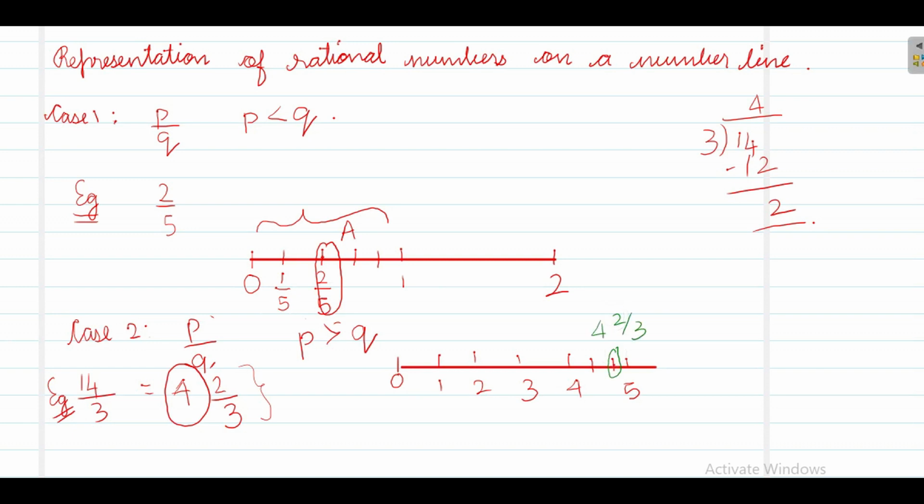So this is nothing but your 4 2 by 3, or in other words, that is nothing but your 14 by 3. So this is how you will have to represent an improper fraction. So case 1 is proper fraction and case 2 is improper fraction. So in other words, when you have a rational number which is of the form of a proper fraction, then you will use case 1, and if it is going to represent a number which is similar to an improper fraction, then you will have to use case 2.